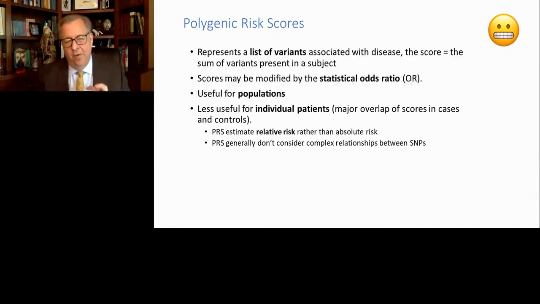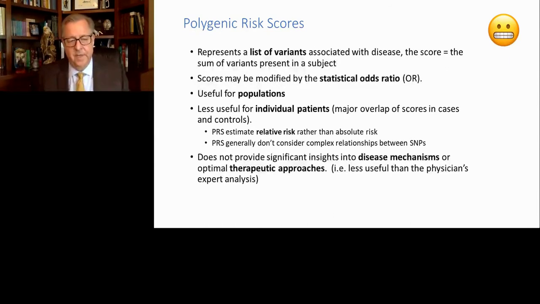So there's an overlap of the cases and controls based on a polygenic risk score. Again, these scores look at the relative risk rather than the absolute risk, and they really don't understand the complex relationship between SNPs that our scientists at Ariel are teasing out, as I showed on one of the previous slides. It does not provide significant insight into disease mechanism. It's just an association, and it doesn't guide you toward the appropriate therapy.